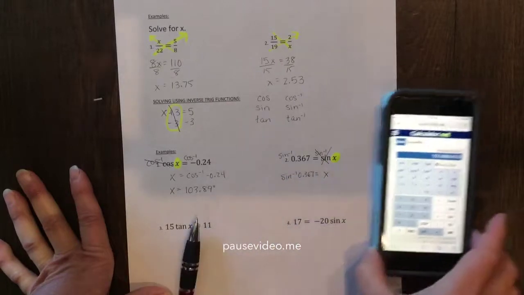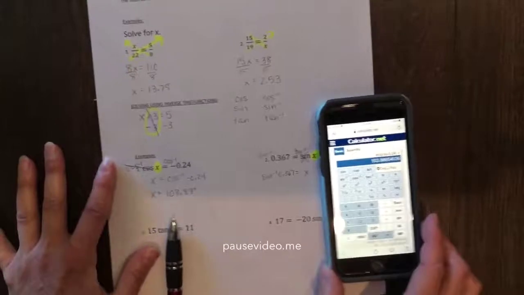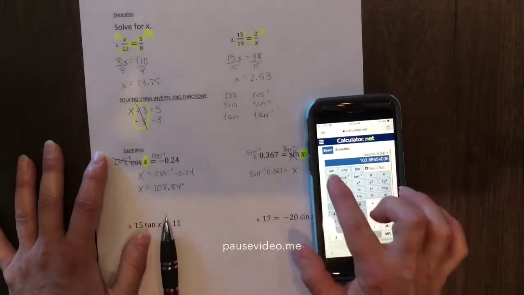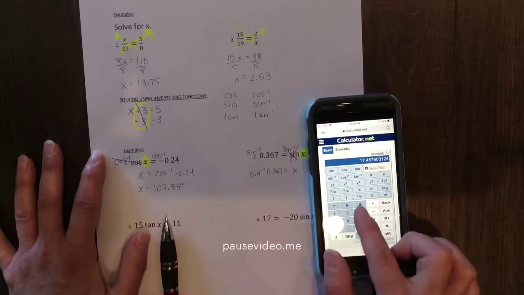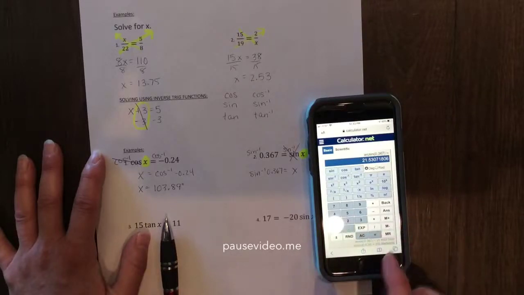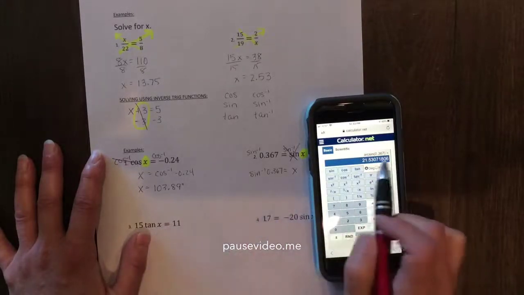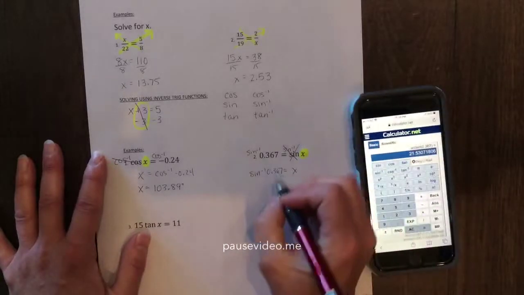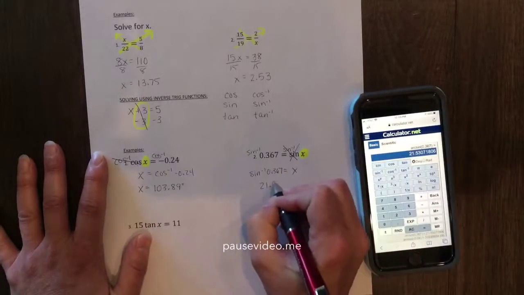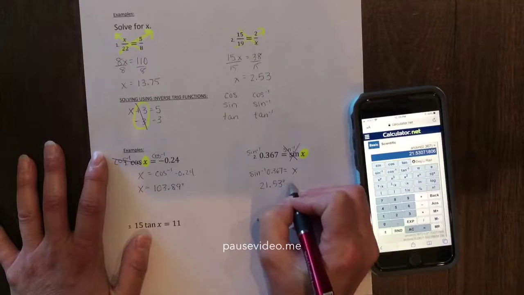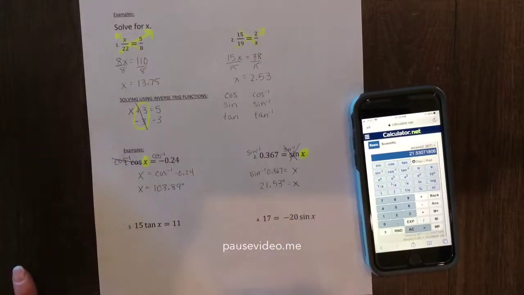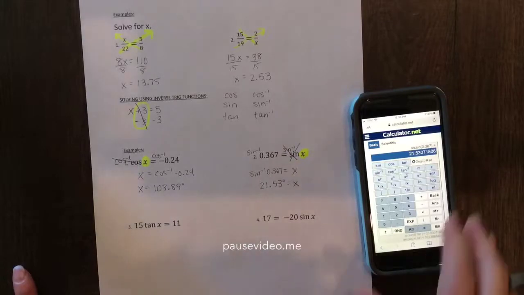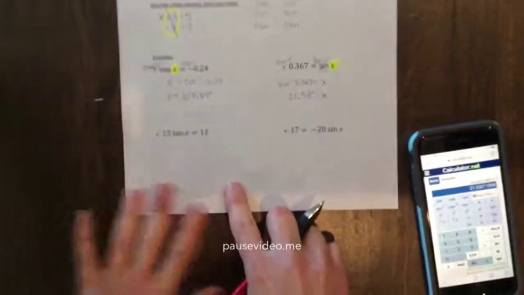These two cancel, leaving me just with x equals sine inverse of 0.367. Go grab your calculator, and I'm going to use this one, and I'm going to hit sine inverse of 0.367 and hit equals, and I get, round it, 21.53. And again, this is an angle, so what should we put? Degrees. It's an angle measure, 21.53 degrees. Okay, not too bad, right? Okay, let's try number 3.